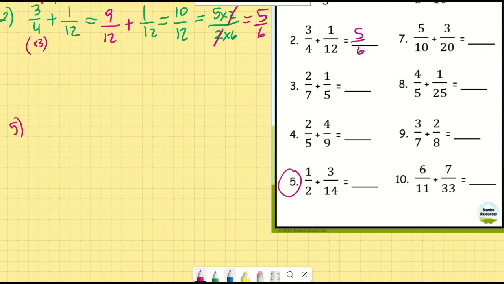Then I will solve the next one. 1 over 2 plus 3 over 14. And now I know this 2 can be 14 if I multiply by 7. So 1 times 7 is 7, 7 times 2 is 14, plus 3 over 14. And then this will be 7 plus 3 is 10 over 14.